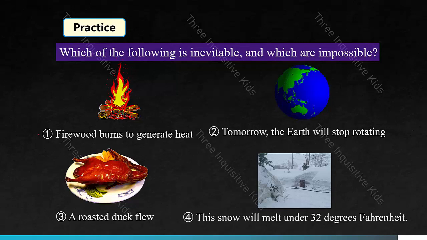This first one is inevitable because firewood burns to generate heat. Tomorrow, the earth will stop rotating. That is kind of impossible. And a roasted duck flew. That is impossible because it's already dead. And this snow will melt under 30 degrees Fahrenheit. That is impossible because the freezing degree is 32 degrees Fahrenheit.